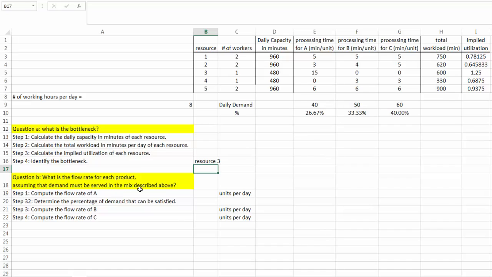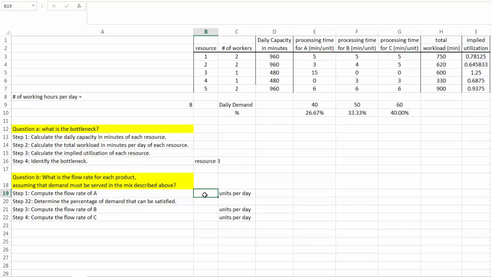Okay, let's turn to question B. What is the flow rate for each product, assuming that demand must be served in the mix described above? Essentially, we want to make sure no matter how much demand we have satisfied, A has to be 26.67%, B has to be 1/3, and product C has to be 40%. All right, let's see what we can do about it.